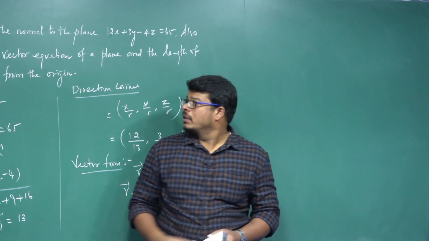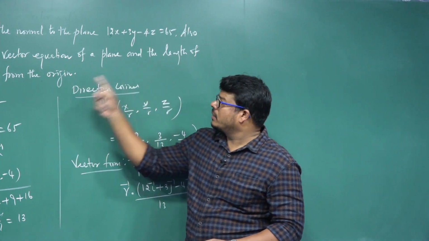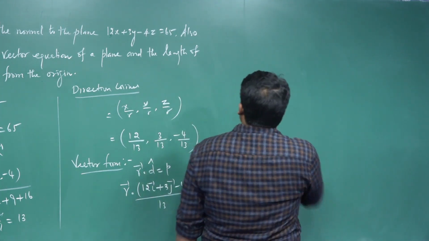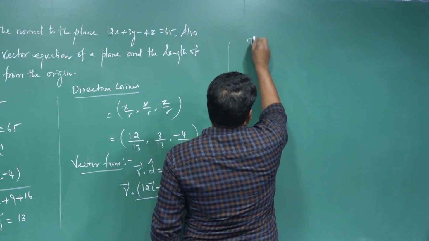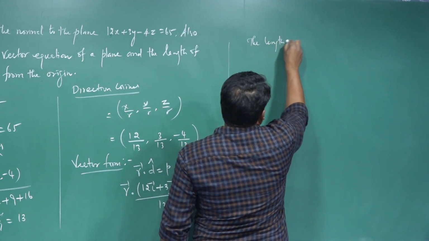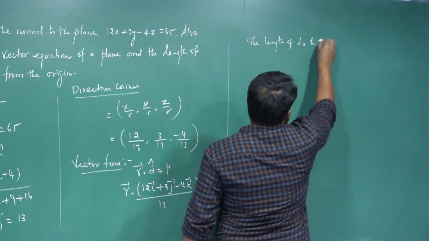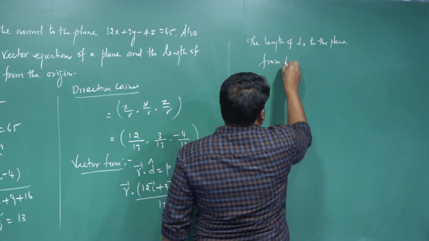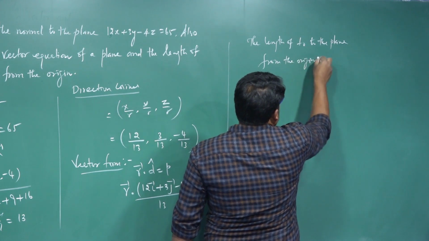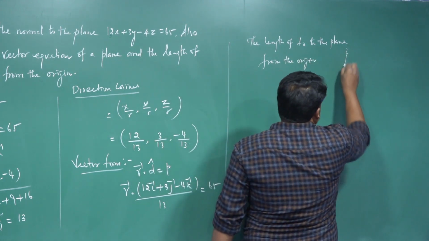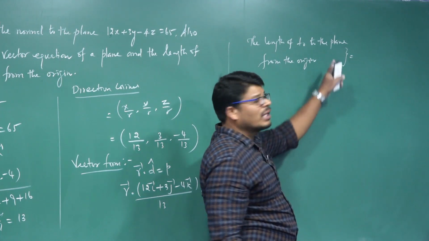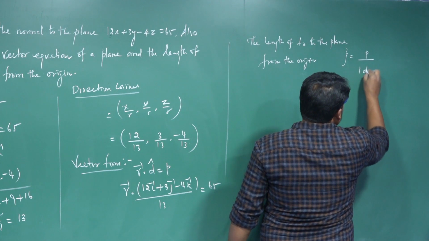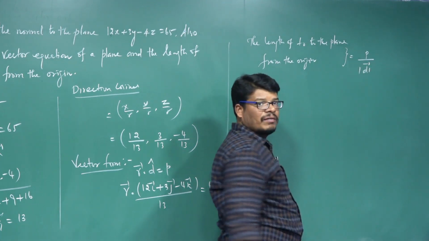Next, find the length of the perpendicular to the plane from the origin. Already you know the formula: the length of the perpendicular from the origin to the plane is p by modulus of d vector.